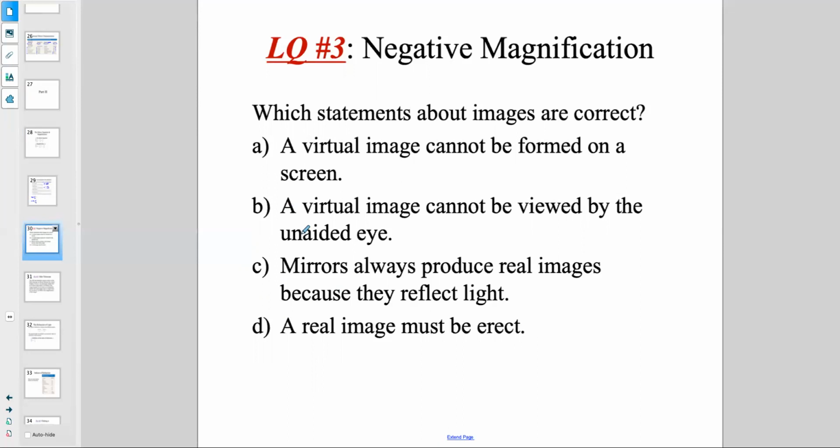C, mirrors always produce real images because they reflect light. No, we have seen images in mirrors that are not real, that are virtual, like a flat mirror. The image is inside, so it's virtual. D, a real image must be erect. No, this is also not correct. So the answer is A.